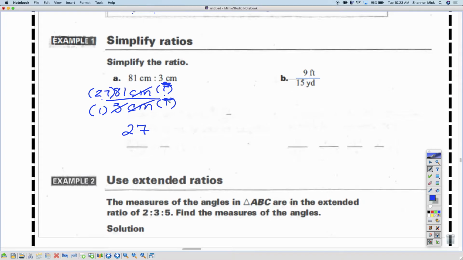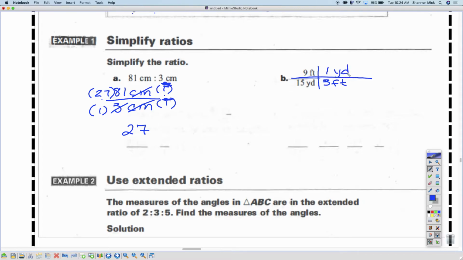Okay, next one. I have feet in what? Yards. I can't have feet in yards, can I? So this is your railroad tracks from science. We have to convert. I'm going to turn yards into feet. Feet are smaller and I have decimals, so we could do feet into yards, but I want to do yards into feet. How many feet are in a yard? 3. Okay, so there's 3 feet in 1 yard.